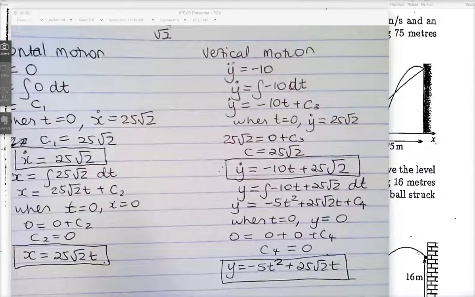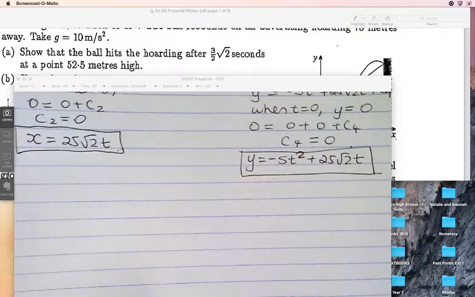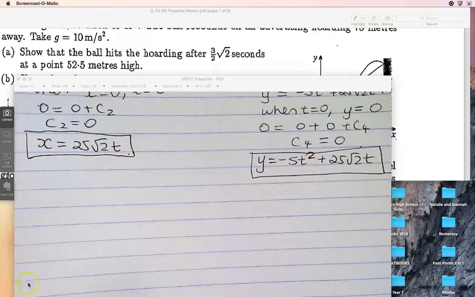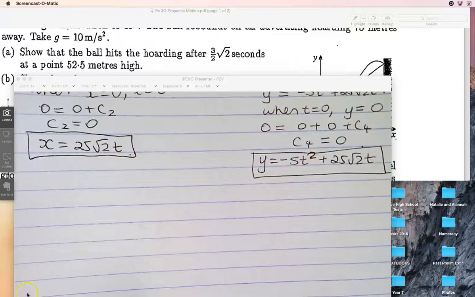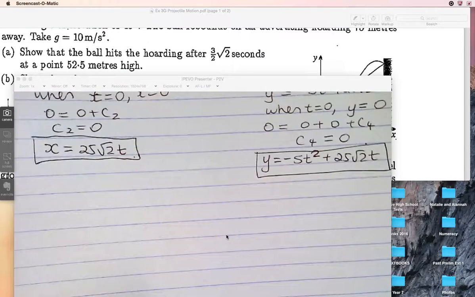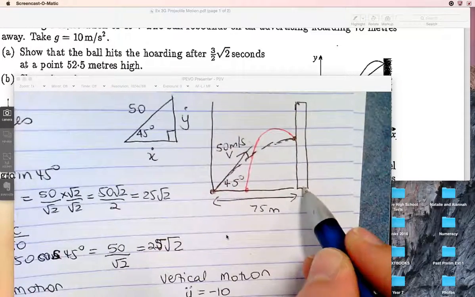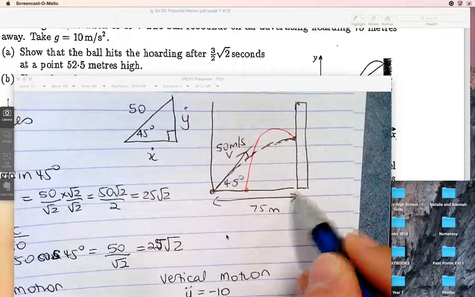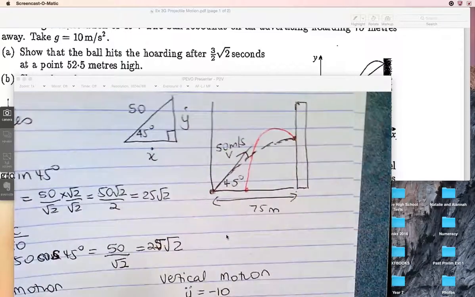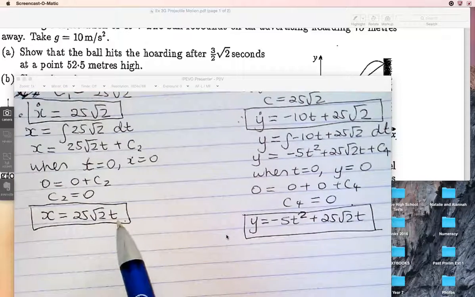Now we're going to answer our questions now that we've got all our equations of motion. Girls, the question is to show that the ball hits the boarding after 3 root 2 on 2 seconds at a point 52.5 meters high. Tell me what you know about where it hits the boarding. When x is 75. So we're going to substitute x is 75 into our equation for horizontal displacement. That will give me a time.